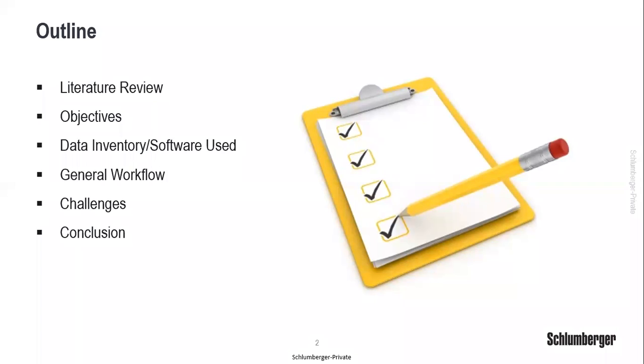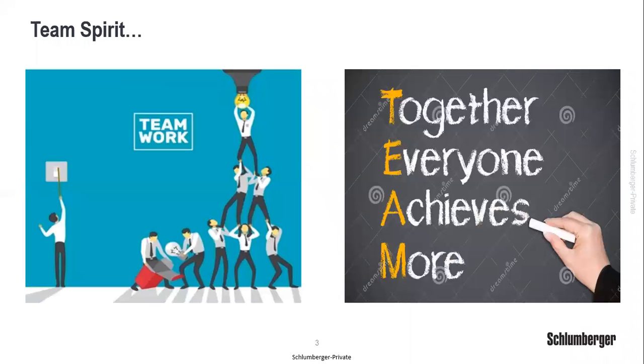For purposes of outline, we'll look at the review, basically what literature has said about what we want to do, and then the objectives, data inventories, and the softwares used to analyze those data. Then we look at the workflow, what you should do and when, and then challenges, recommendations, and conclusion.